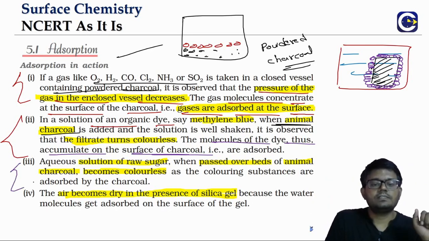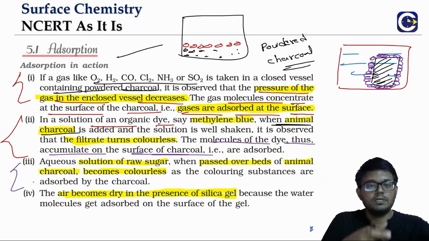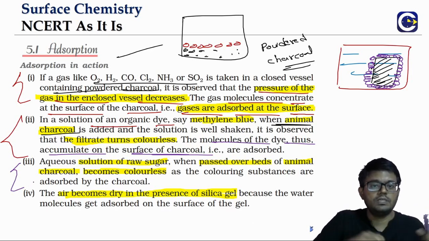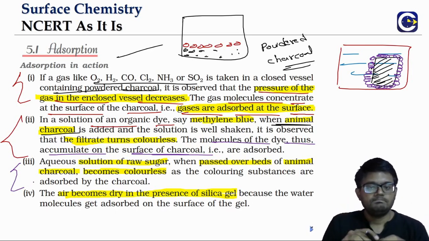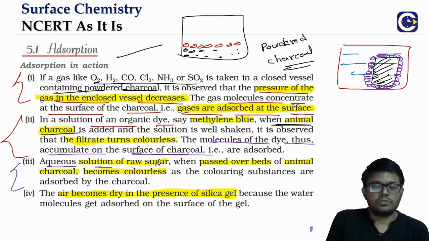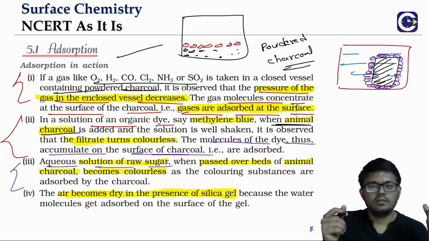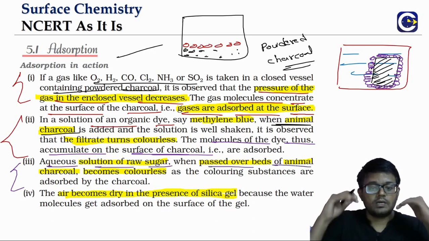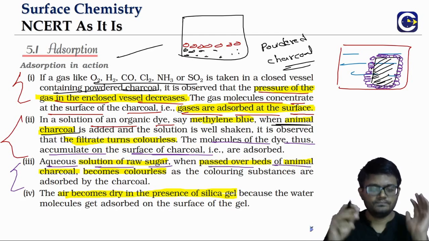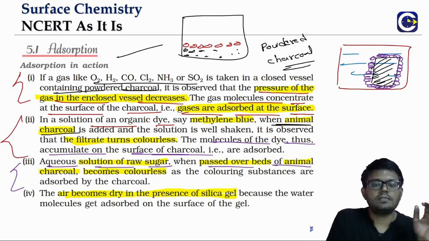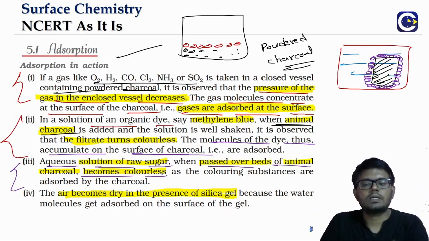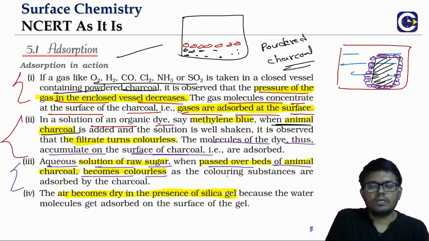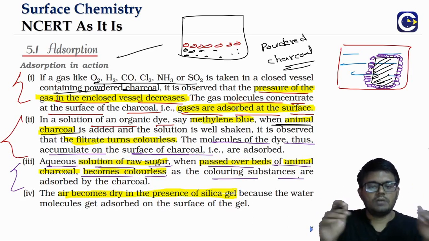Even, I think, some of us will have seen it when you buy sugarcane juice from the normal roadside places where they take the juice out of the sugarcane using a machine. You'll see that it has some characteristic color, and that color is because the aqueous solution of the raw sugar has pigments present in it. But when you pass the same solution over beds of animal charcoal, the solution becomes what? Colorless. Again, the same phenomenon. Whatever the coloring substances, they are adsorbed on the surface.